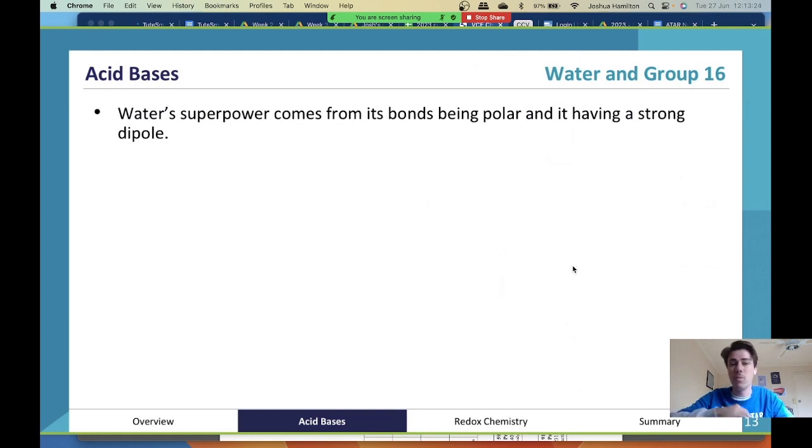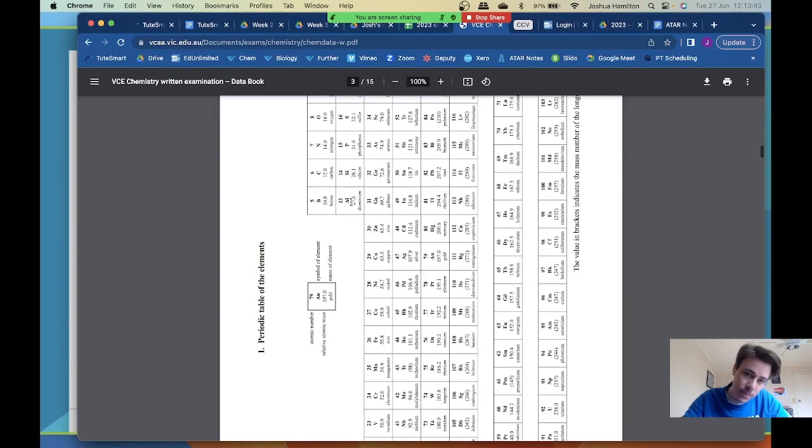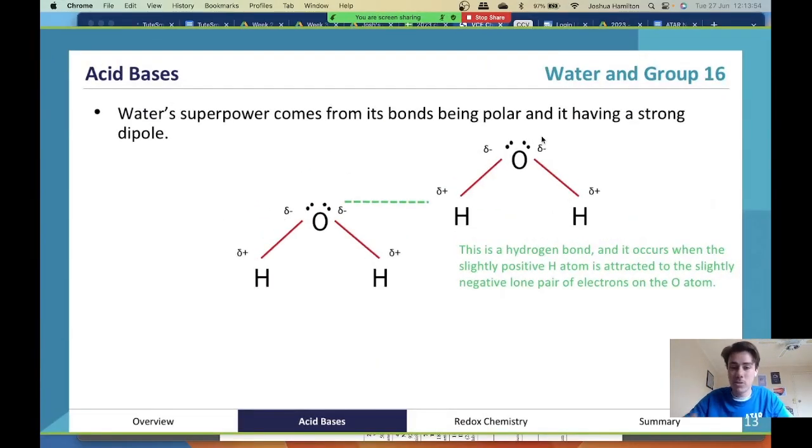And so water has this superpower where it can form bonds from being polar and having a really strong dipole. What we mean by that is that group 16 molecules really attract to our water molecules. Our group 16 molecules fall down here: we've got oxygen, sulfur, selenium, and tellurium. These molecules really attract to water, and what they do is form hydrogen bonds.